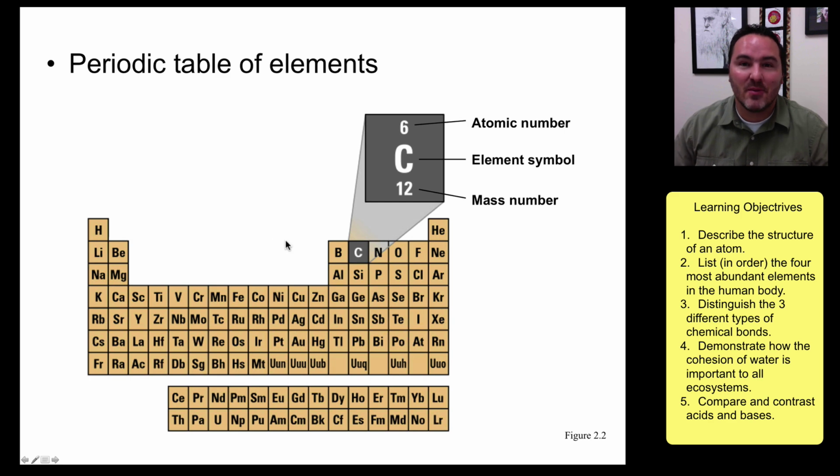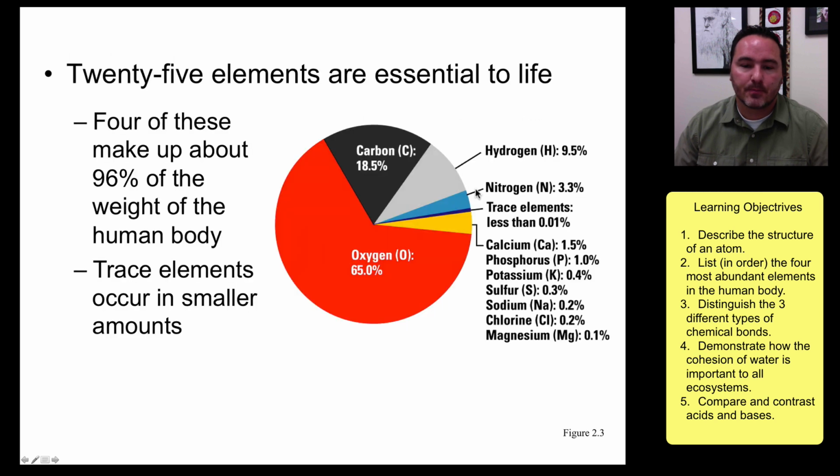So you might be familiar with the periodic table of elements, where each of these boxes represents one element that has an element symbol, an atomic number, and a mass number. And of all of those elements, about 25 are essential for life. Of the 25, there are 4 really important ones: oxygen, carbon, hydrogen, and nitrogen.